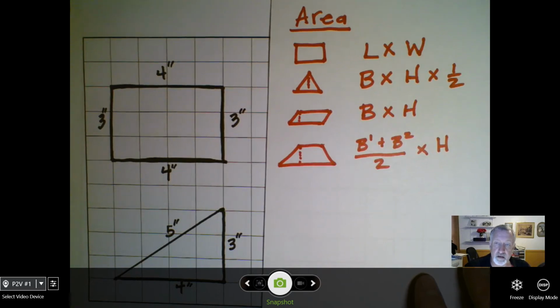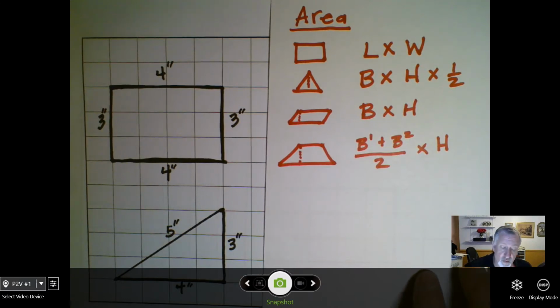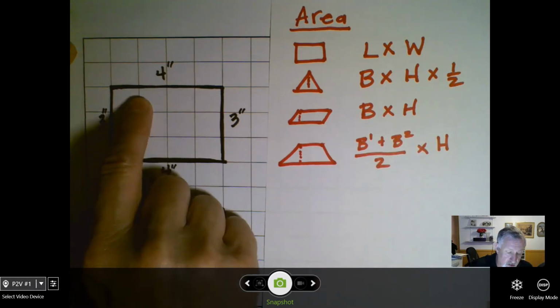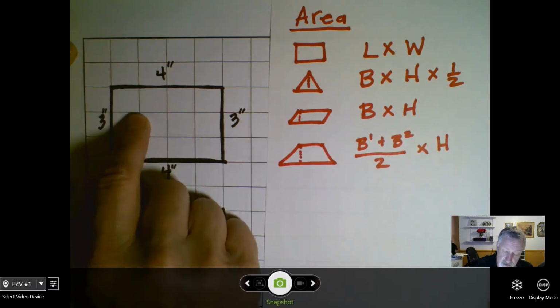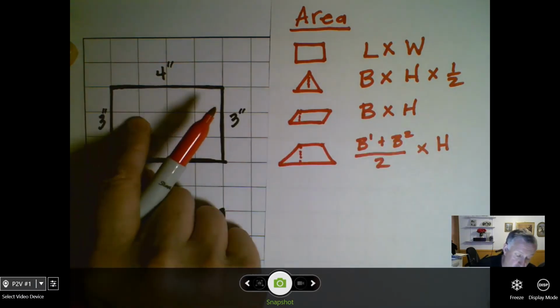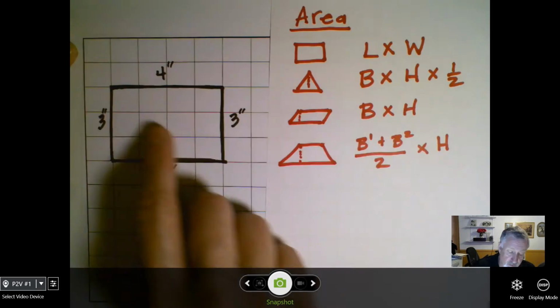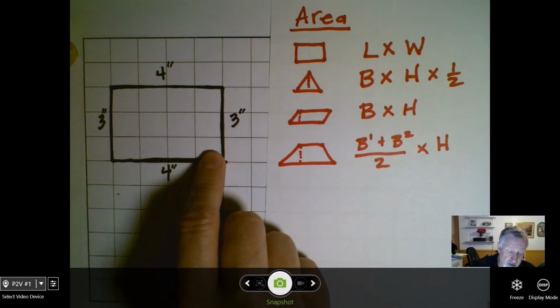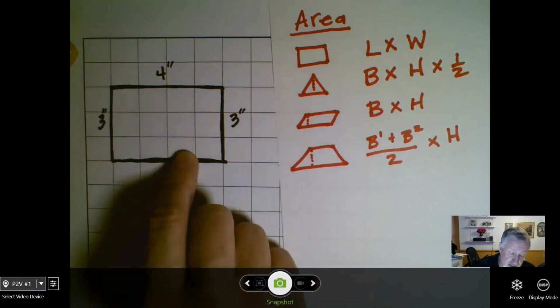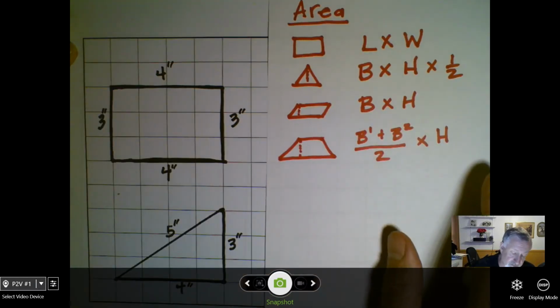Hello class. In this video we're going to take a look at perimeter. I'm going to begin by reviewing what we have been talking about for the last few days, and that is area. So area is square amounts. A unit 1 inch by 1 inch would be a square inch, and the area of a rectangle is 1, 2, 3, 4, 5, 6, 7, 8, 9, 10, 11, 12 square inches inside of that rectangle.